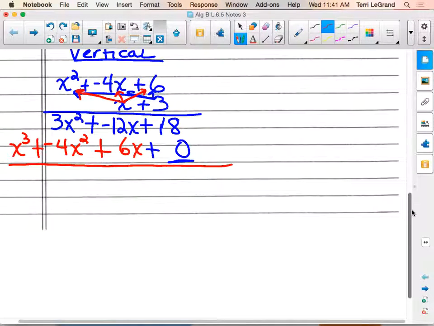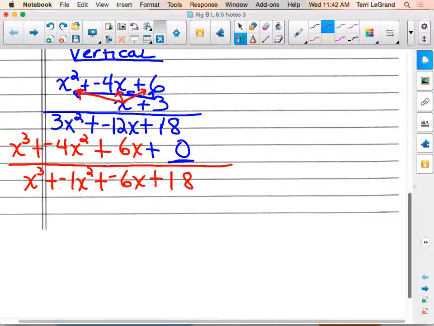And now we'll just add it up. So 18 plus 0 is 18. Bring down our addition sign. Negative 12x plus 6x is negative 6x. Bring down our addition sign. 3x squared plus negative 4x squared is negative 1x squared. Bring down our plus sign. x cubed plus nothing is x cubed.